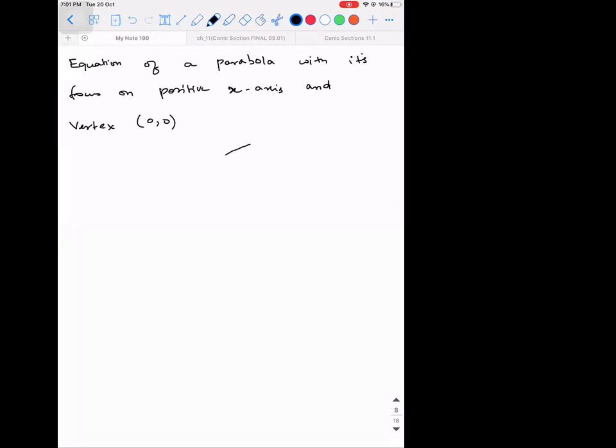So, if the focus has to be on the positive x-axis, then the concave side should be facing towards the positive x-axis. So it will be a rightward parabola. So if I take it like this, then this point will be a, 0. Are you clear with this? And what did I say the vertex is? The vertex is 0, 0. That is the origin.